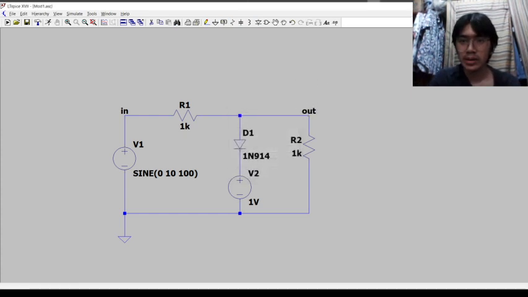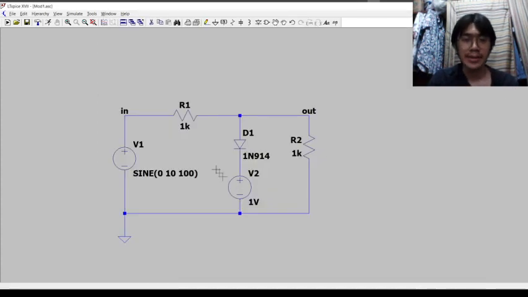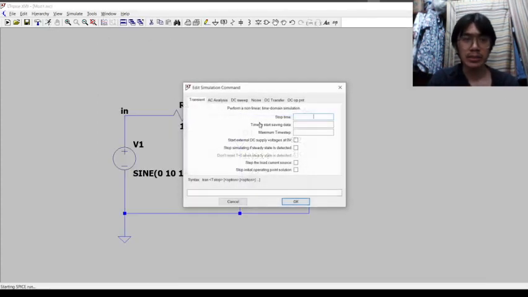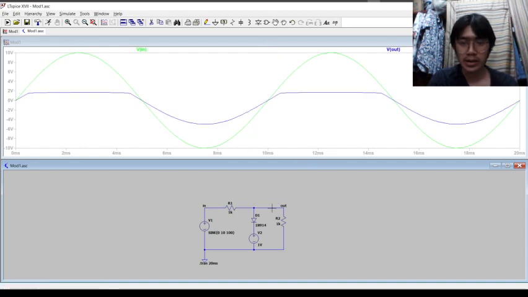And just a quick check if we are recording. Yes, we are recording. And we click the running man icon. The stop time will be 20 milliseconds, or that is roughly 2 cycles. And we click on our input, so as you can see, there's a 20 volts peak to peak, 10 on the positive, 10 on the negative.